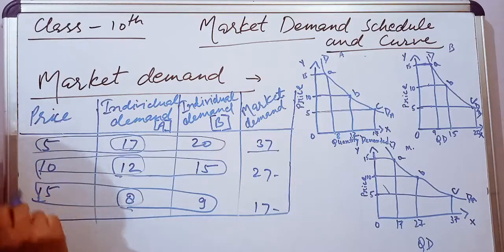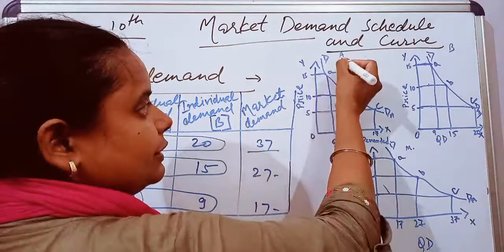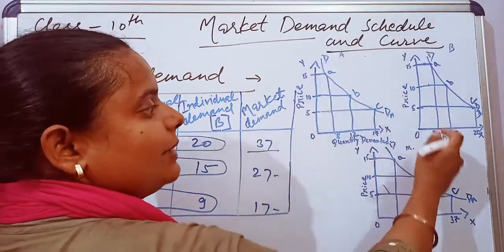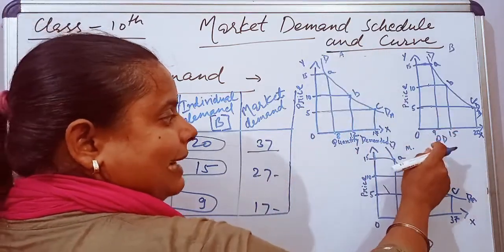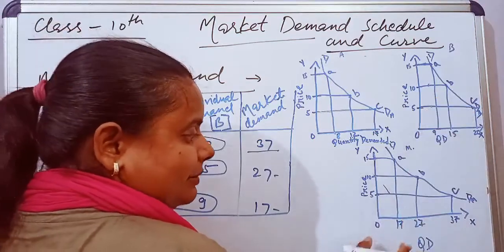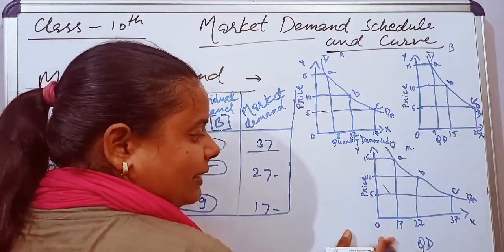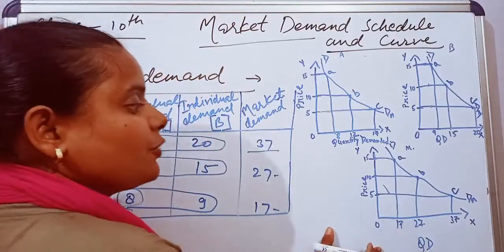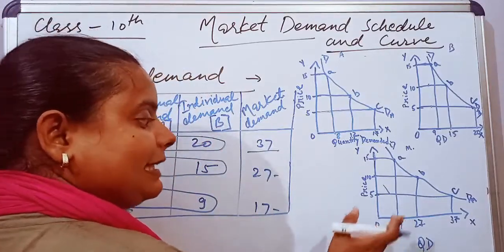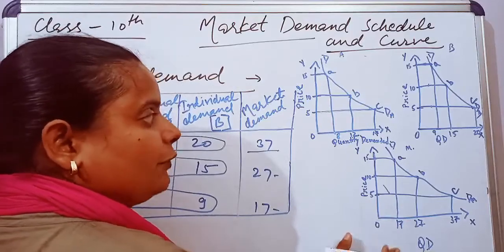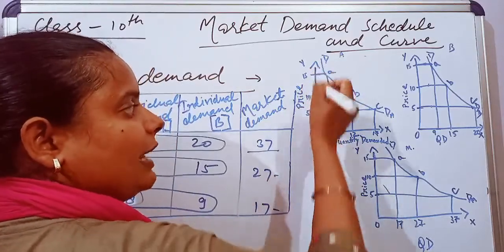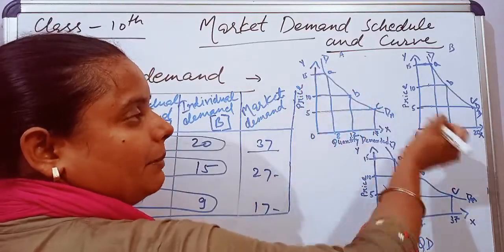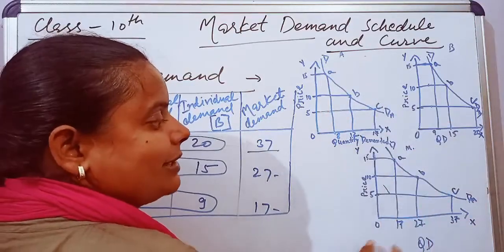This is individual A. In the same way you will write for B. Then how will you write the market one? You will write in the above diagram. It shows the demand of a commodity in the market that we got from the individual demand of A and B. By summation of A and B, we got this diagram.